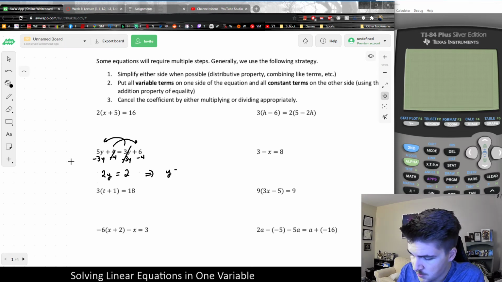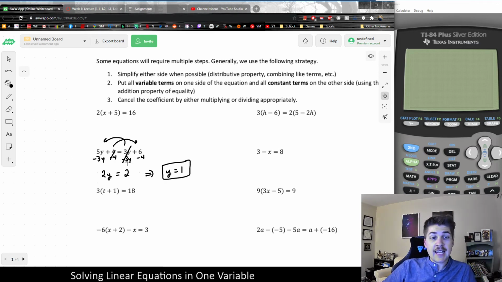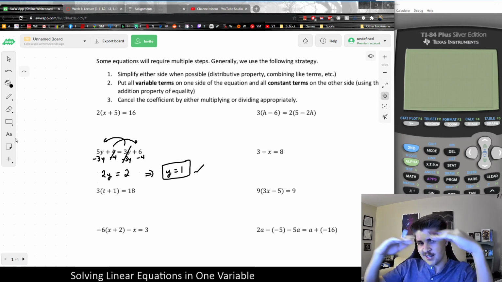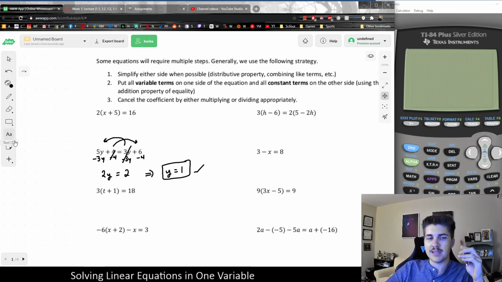But if I divide both sides by 2, that would leave me with y is equal to 1, the final answer. And I could make sure that that makes sense by plugging it back in. So I'd have 5 times 1 plus 4 is 9. 3 times 1 plus 6 is 9. It sure makes sense. And when I plug it back in, it should be the same on both sides, as is the whole point, right? We're trying to figure out what is the solution to such an equation.